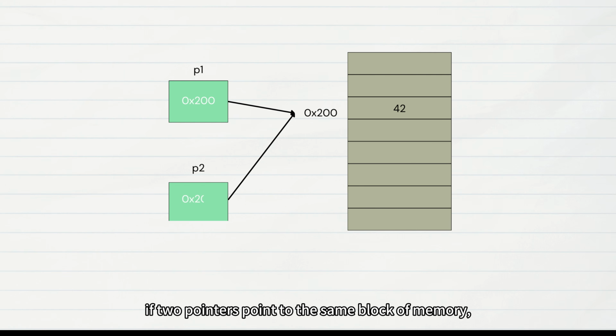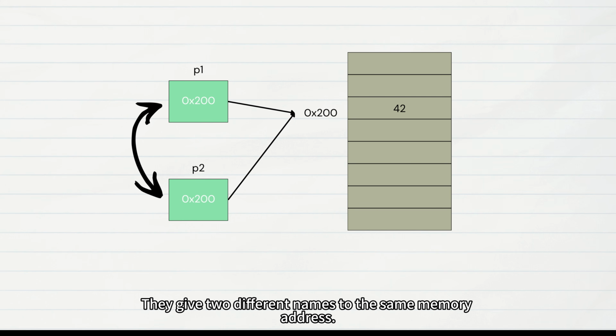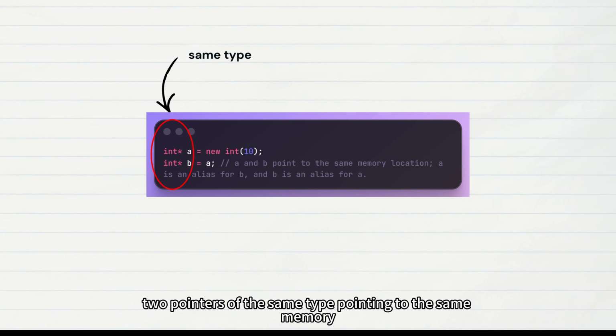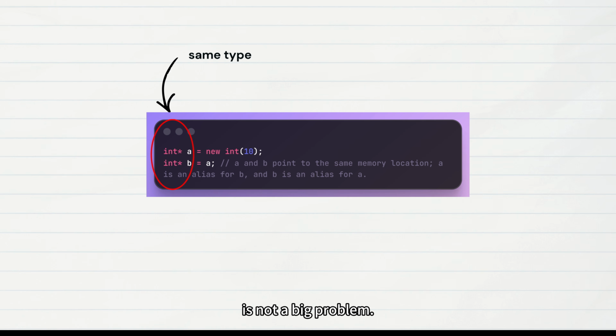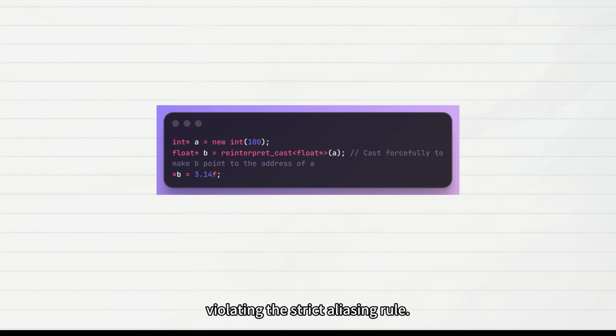Simply put, if two pointers point to the same block of memory, those two pointers are aliases of each other. They give two different names to the same memory address. For example, code like this, two pointers of the same type pointing to the same memory, is not a big problem. The compiler can recognize it and no weird bugs occur.